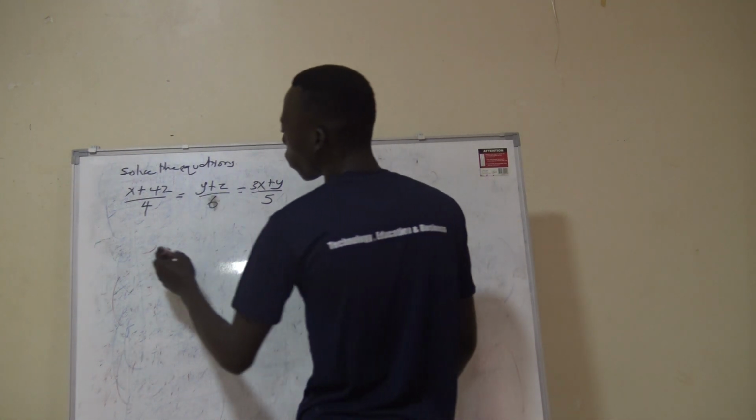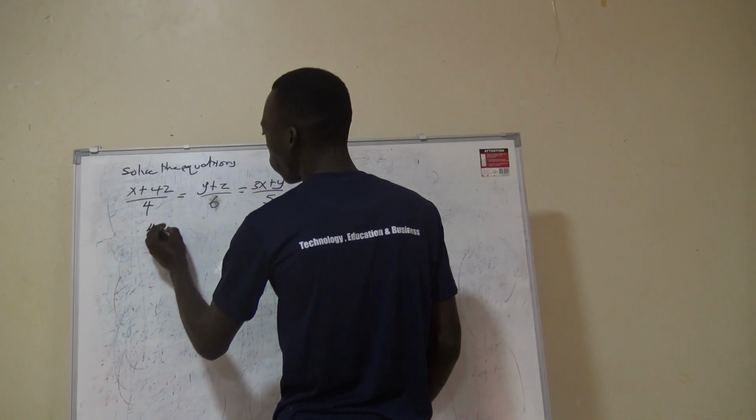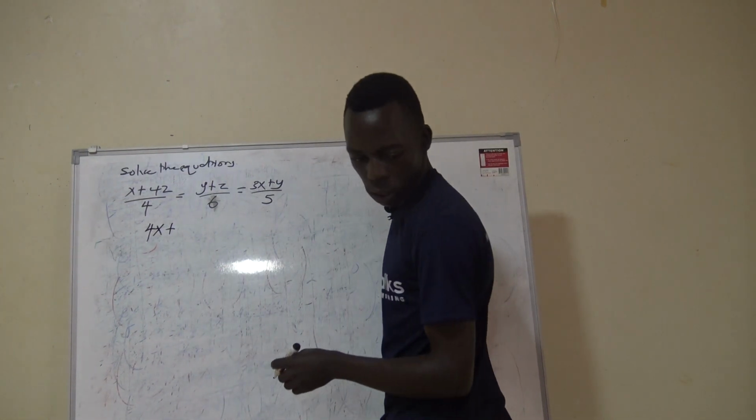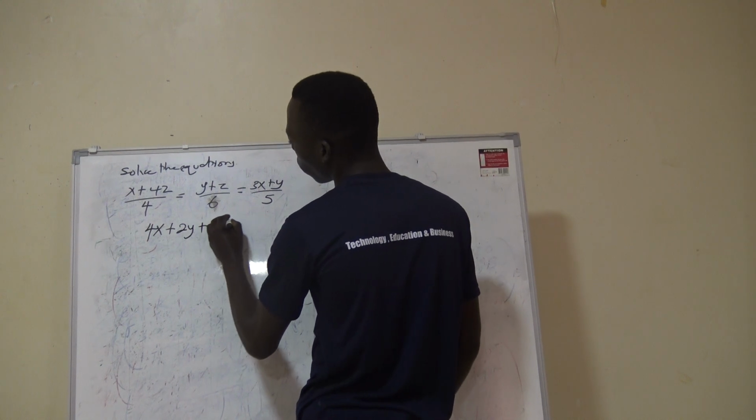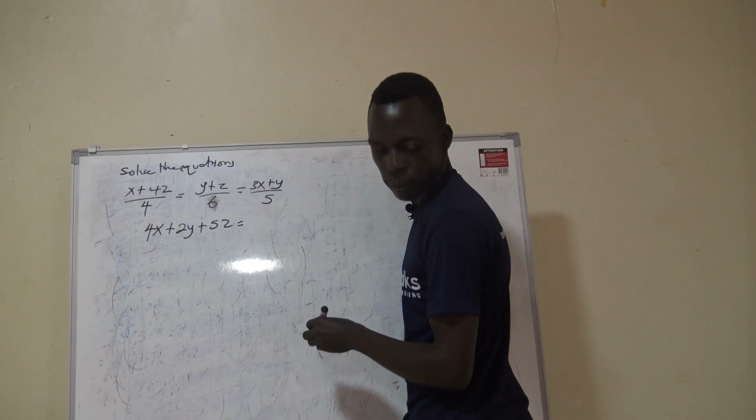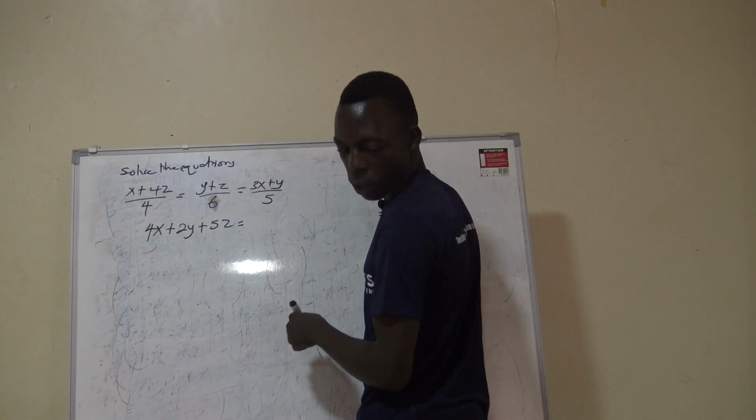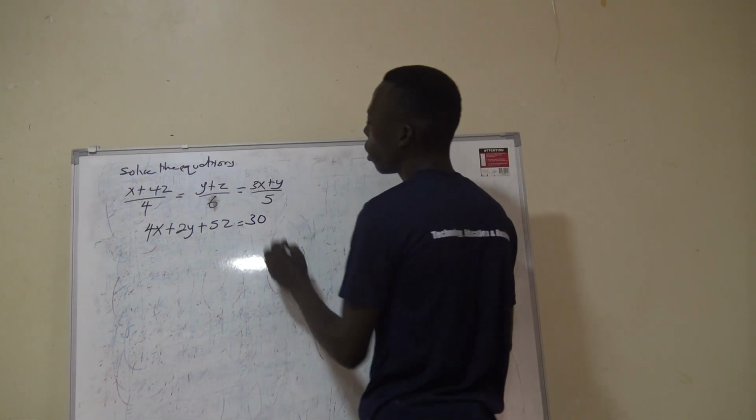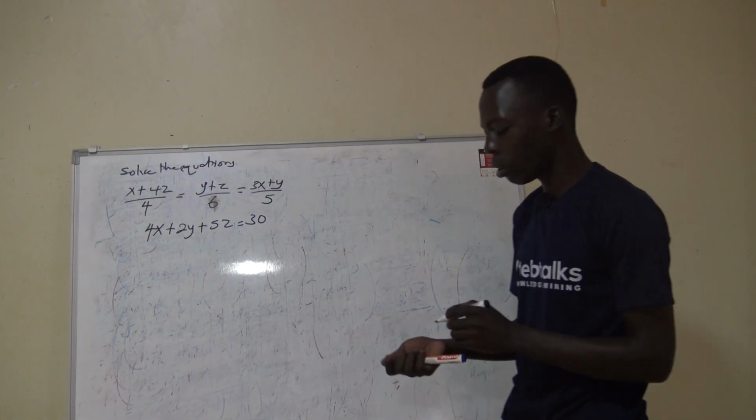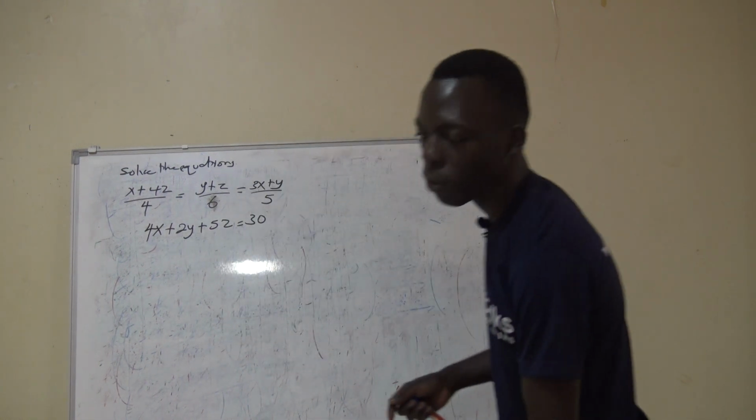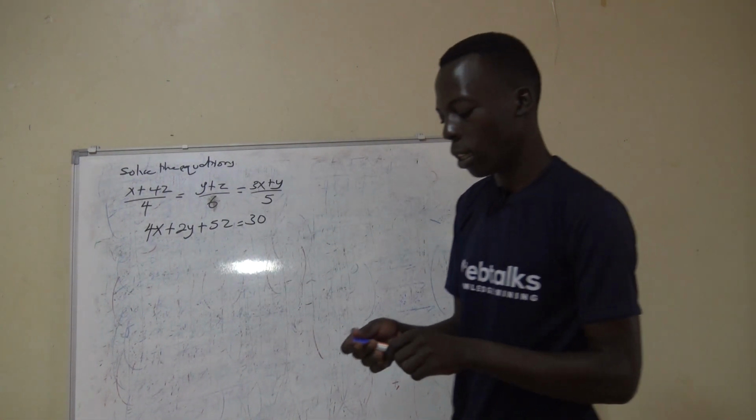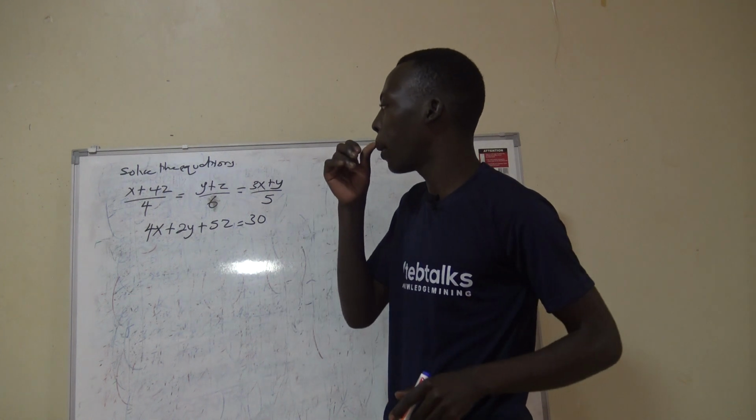And they give you another equation, which is 4x + 2y + 5z = 30. So they say solve those equations. By solving that, they mean that they want you to get the value of x, y, and z. So how do we get that one?